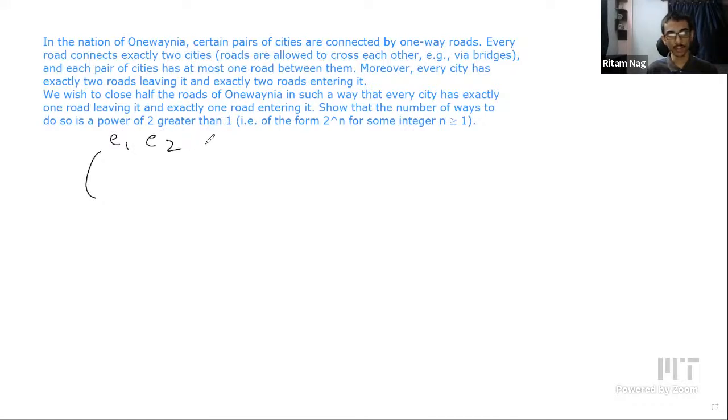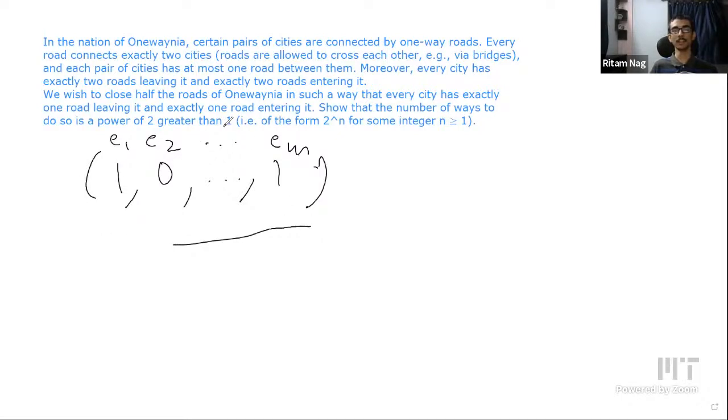Suppose the edges we have are E1, E2, up to EM, right? If you are deleting the edge Ei, you put a 1. So if you decide to delete E1, put a 1 here, and if you decide to keep E2, you put a 0 here, and so on. So you form a vector like this. The idea is that some subset of these vectors are valid, in the sense that they satisfy the condition that we want.